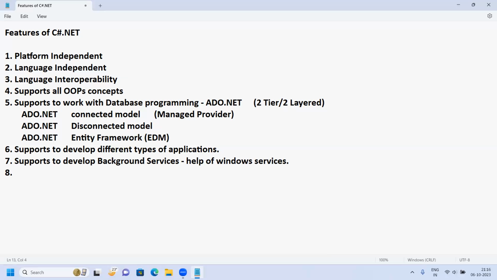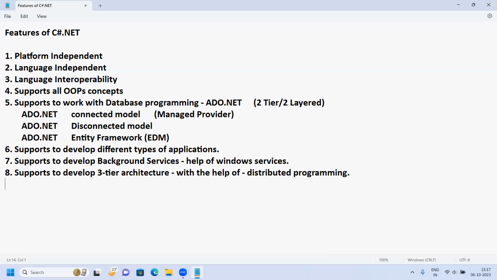We have another support: support to develop three-tier architecture. How would you develop three-tier architecture? With the help of distributed programming. And what are those three tiers? That I'm going to show you.